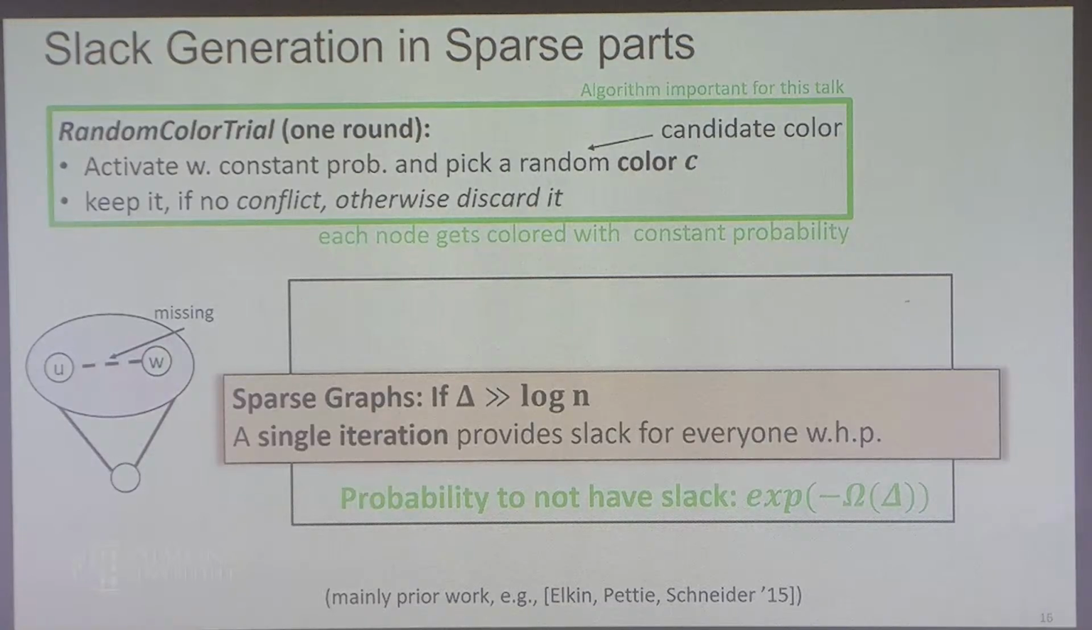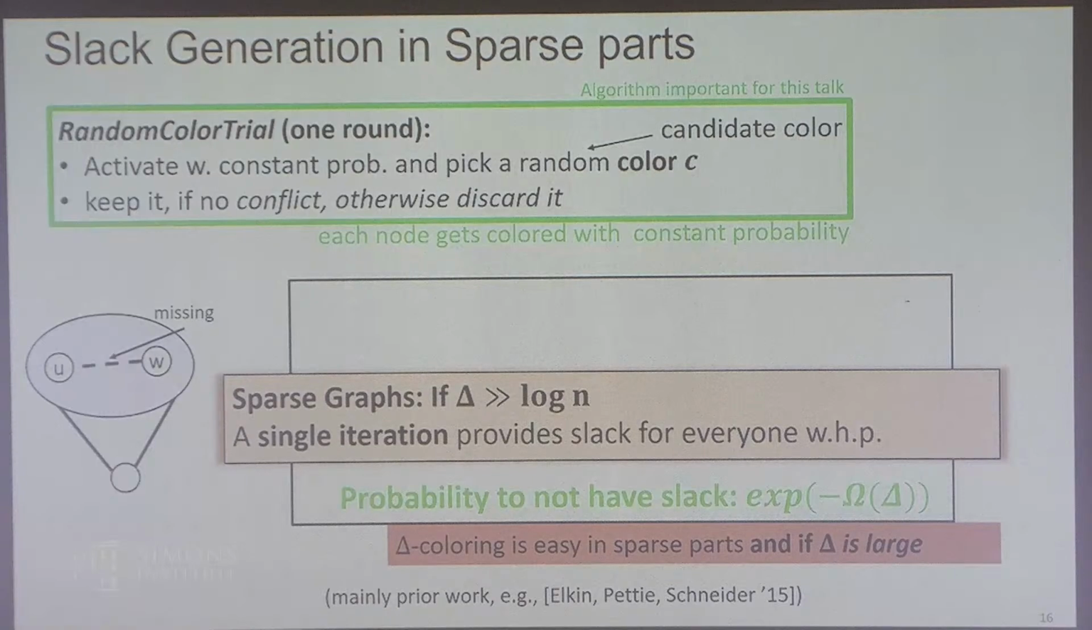So this is super easy if delta is large, right? If delta is large, you just do this one round algorithm, and this will turn into a with high probability guarantee. You do a union bound over all nodes, and you immediately get slack everywhere. So you can summarize that delta coloring is easy in the sparse parts, if delta is large.